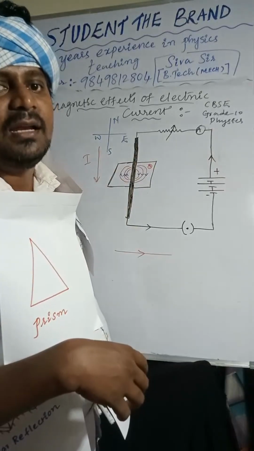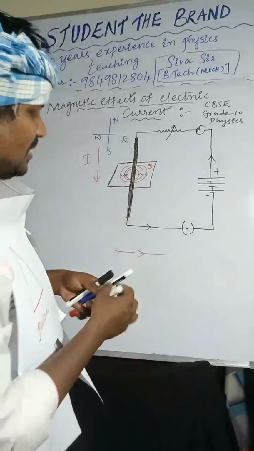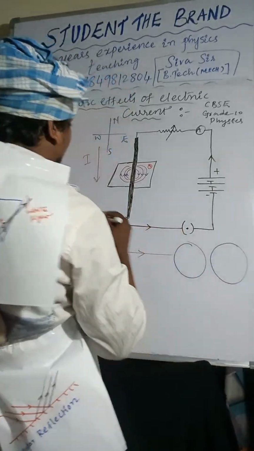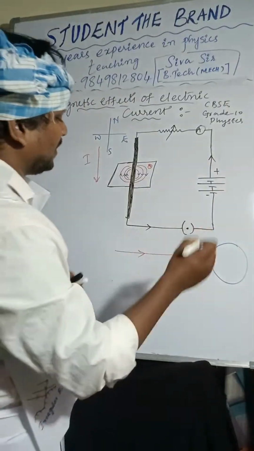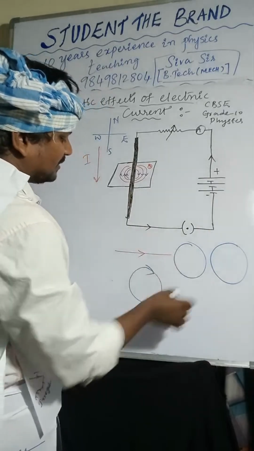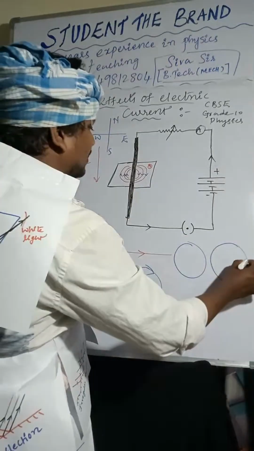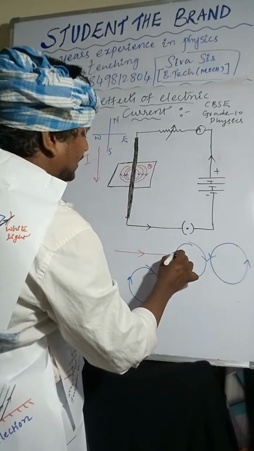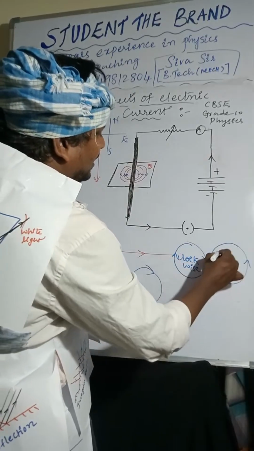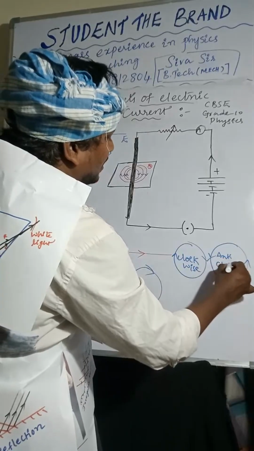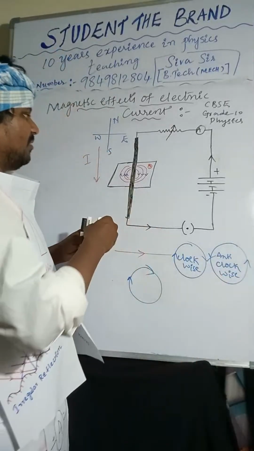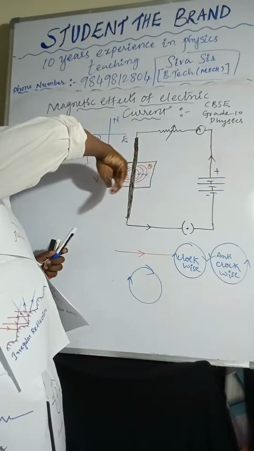Can you also say anticlockwise or clockwise? Yes, that also we can say. Now you can see, I am taking this one. If the magnetic field moves along this direction, that is a clockwise direction. The opposite direction is anticlockwise. We can say like this. Now, the magnetic field will be in the form of clockwise direction.